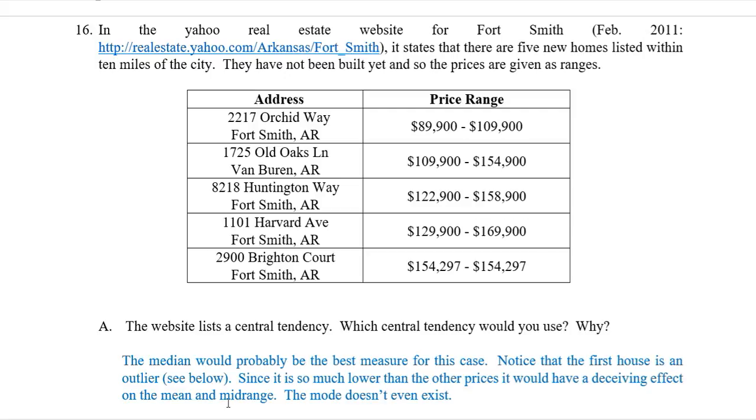Let's look at what happens here. It could have a deceiving effect on the mean and mid-range. The mode doesn't even exist. But at the same time, even here, what are we going to use for the class representative? Usually we would use the midpoint, the average of these two numbers, as representing this house and so forth.